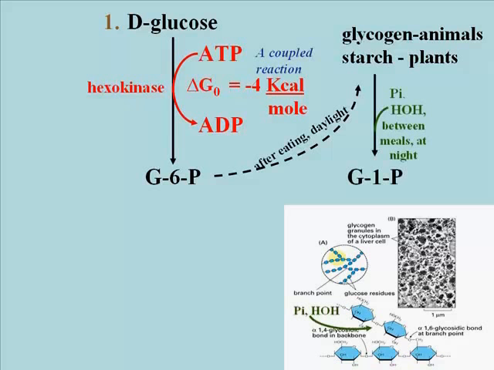Between meals, or at night in the dark in plants, glycogen, or starch, is hydrolyzed to release glucose 1-phosphate, which is in turn converted back to glucose 6-phosphate by the enzyme phosphoglucomutase. Mutases are enzymes that catalyze the transfer of functional groups, often phosphates, from one carbon to another in the same molecule. The fate of glucose 6-phosphate retrieved from storage polysaccharides depends on the cell type in which the reactions are occurring. We'll learn more about this later.